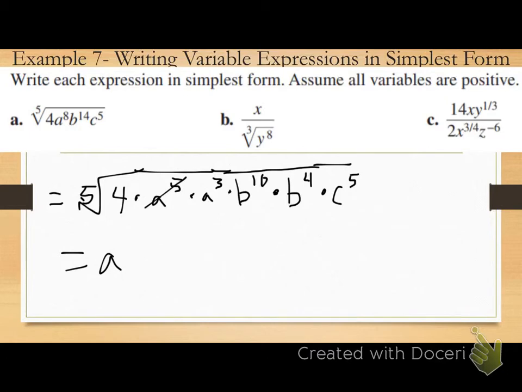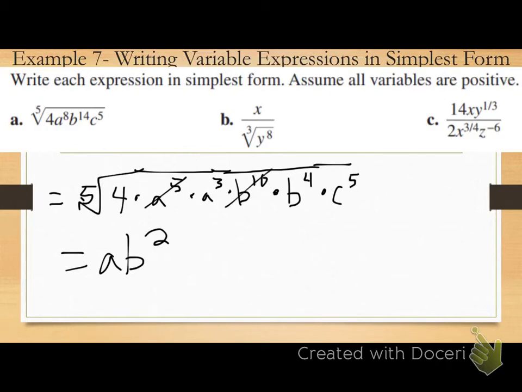Can I take the fifth root of a cubed? No, that'll have to stay. Can I take the fifth root of b to the 10th? What do I get? B squared, very good. The 10 divided by my index of 5 gives me b squared.